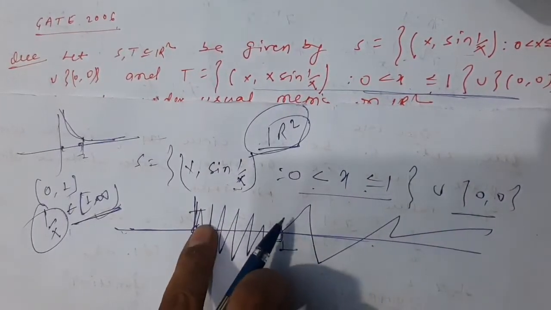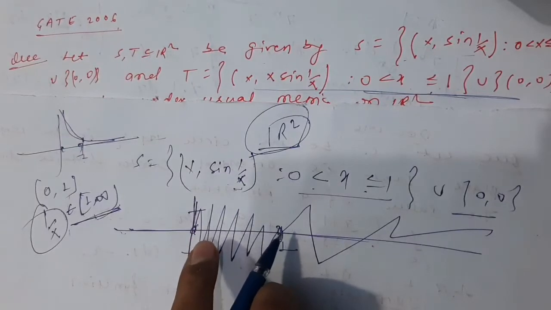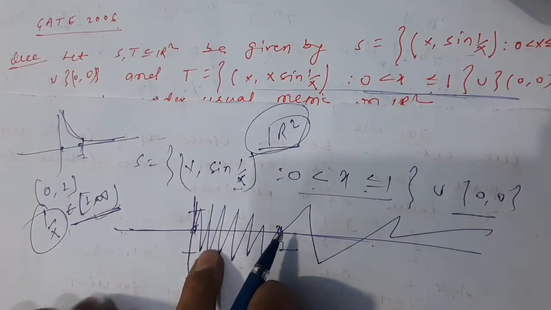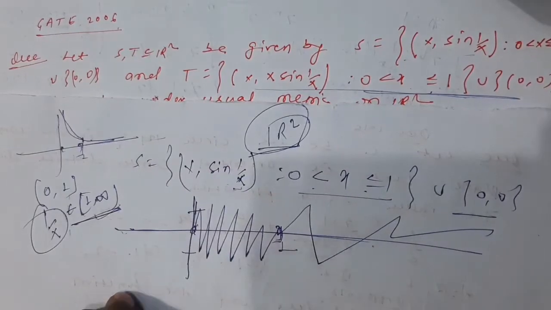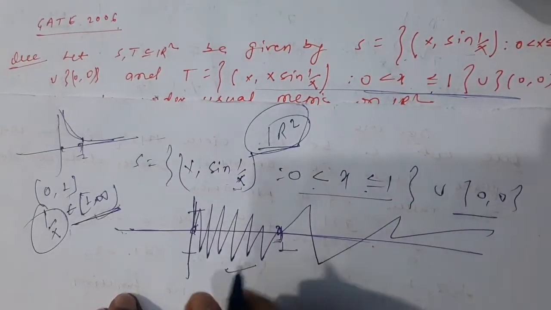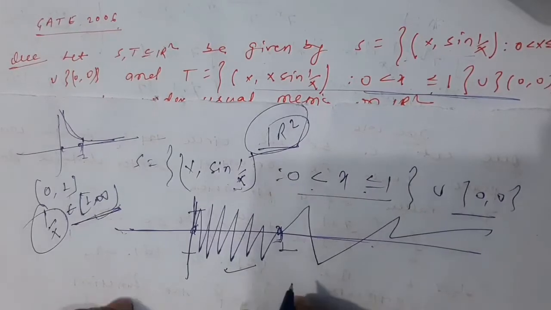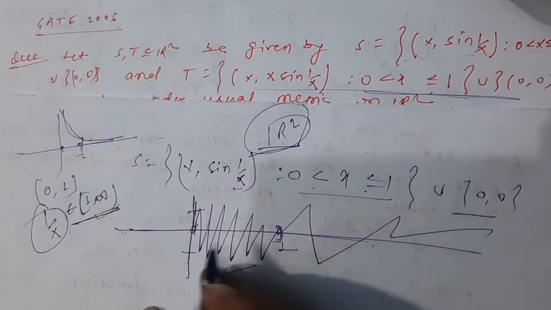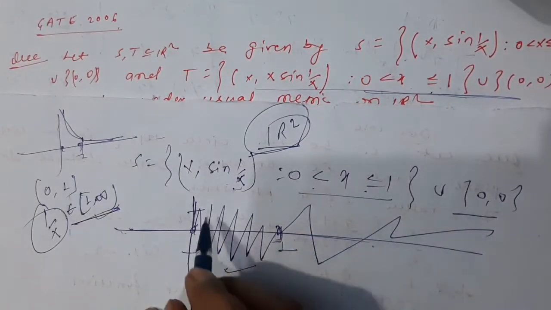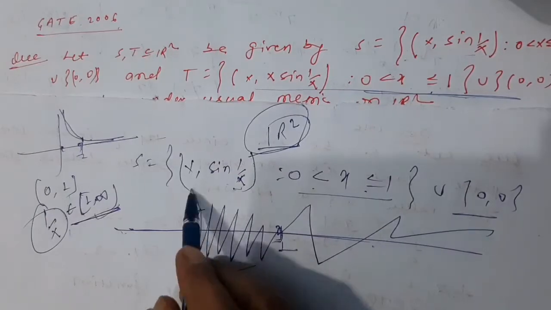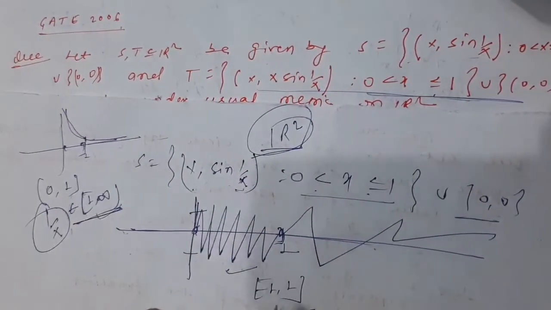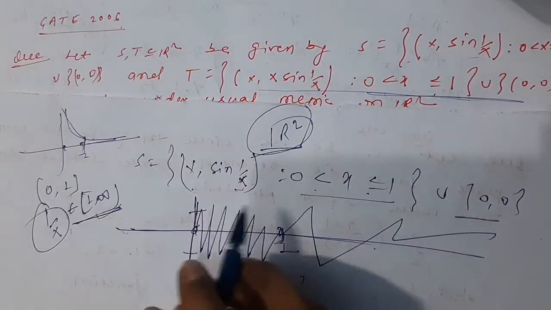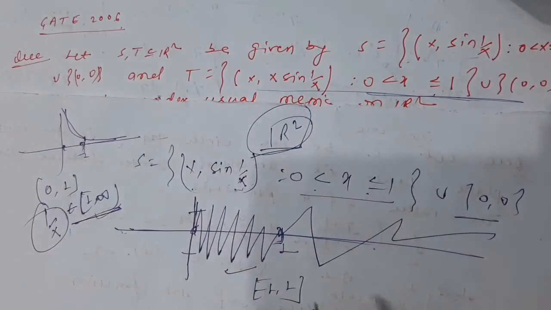And you know, for checking a closed set we have to check whether it contains all its limit points or not. If it contains all its limit points then it is closed. If not, it is not closed. And it is bounded, simply because its range lies between -1 and 1 closed interval. But what are the limit points?